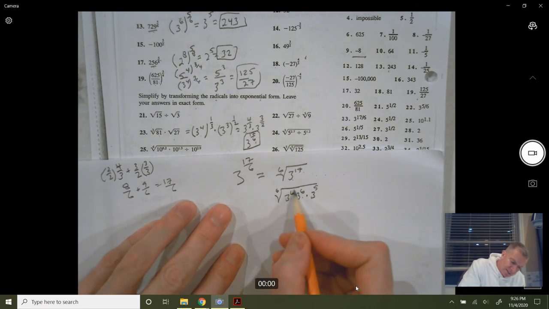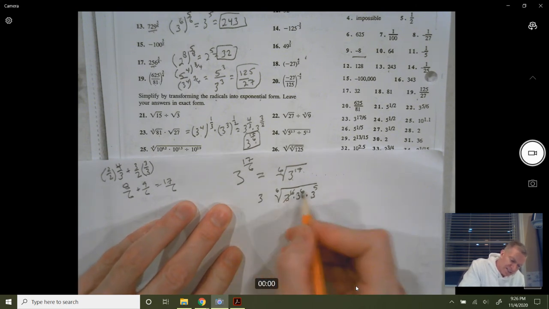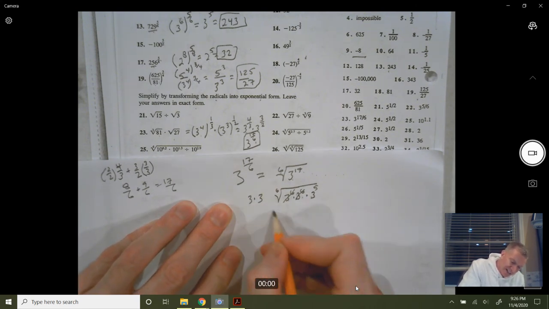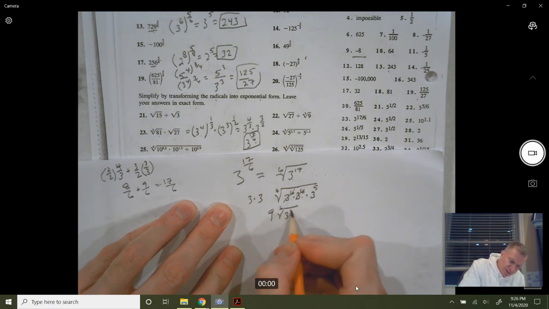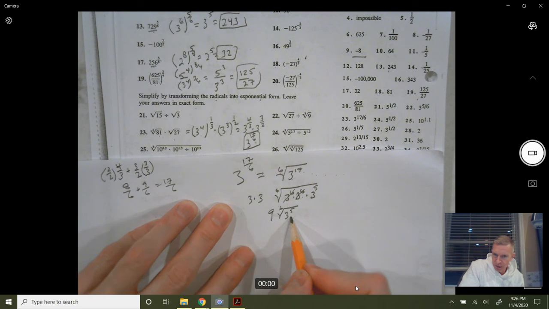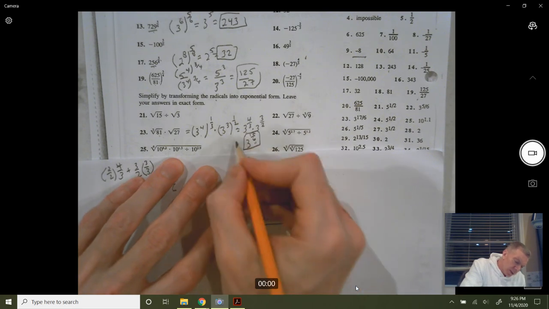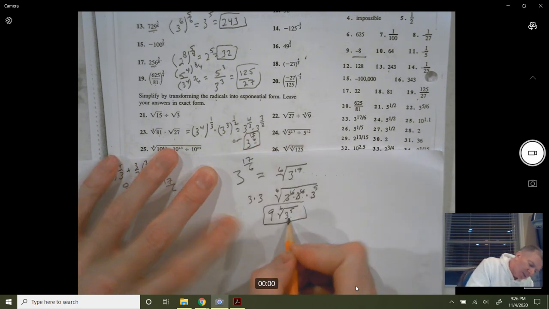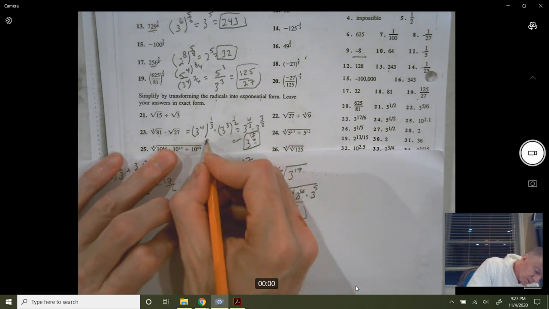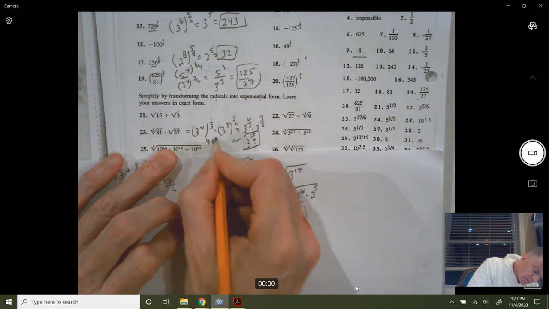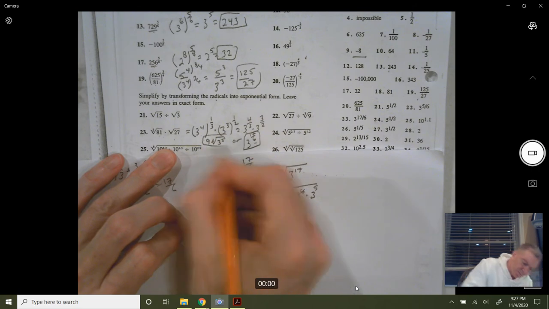Now I can knock this out, pull out a 3, knock this out, pull out another 3. And I've got 9 times the 6th root of 3 to the 5th. Again, you could rewrite that as 243, or you can just leave it. Okay. So your answer is 9 times the 6th root of 3 to the 5th.